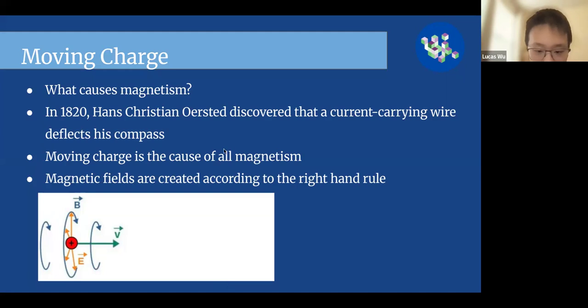I'm seeing some questions in the chat. Let me open them up. All right, what about a spherical magnet? Will it have two hemispheres for the poles? Yeah, that's a great question.